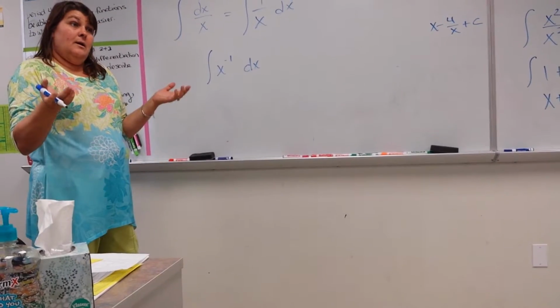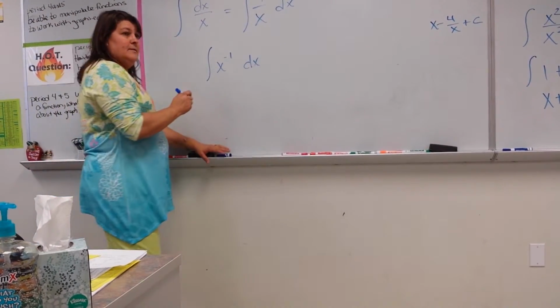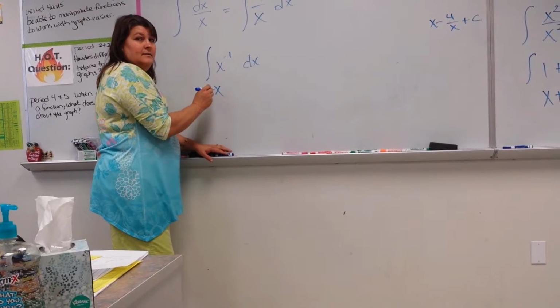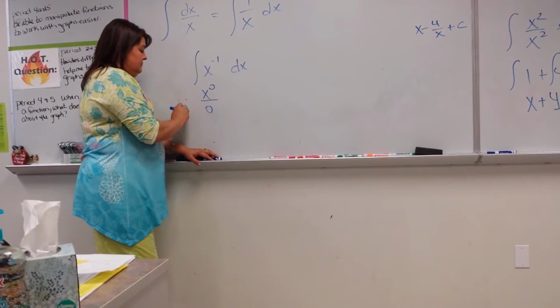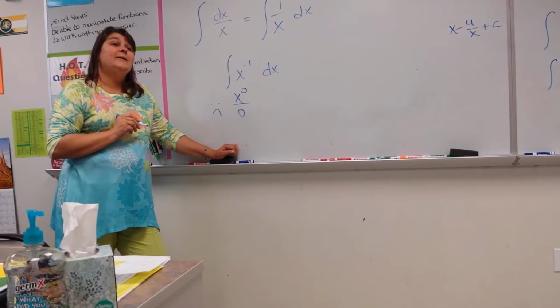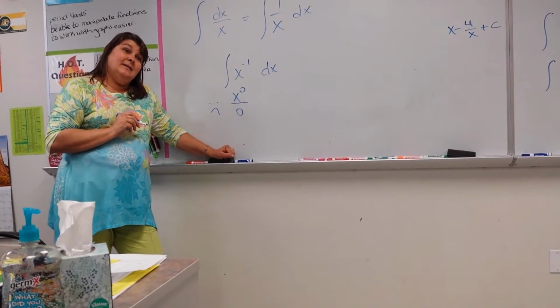And let's integrate. So what happens? It's x to the 0th over 0, which is, well, you can't divide by 0. Never. How do you write undefined? We just broke math.